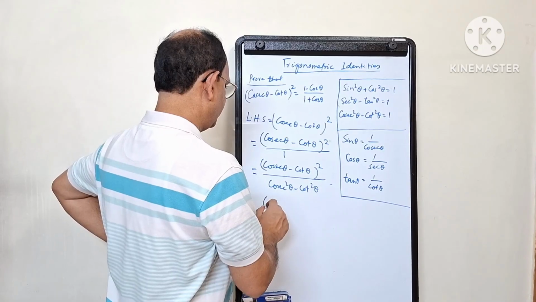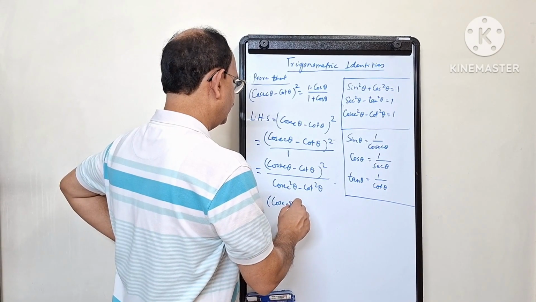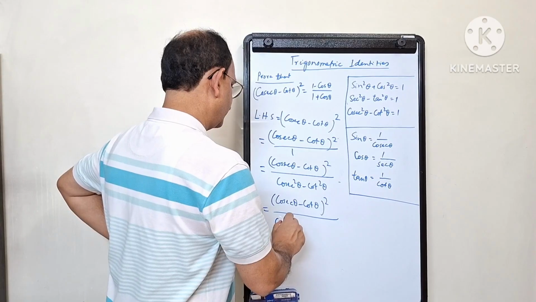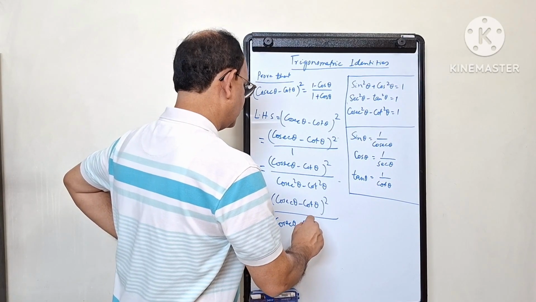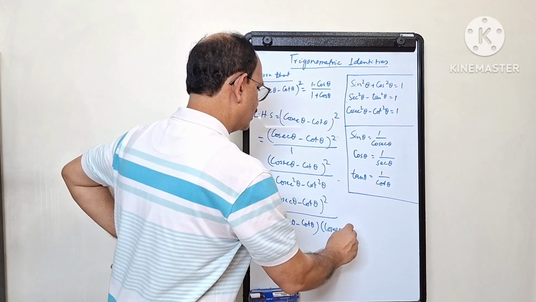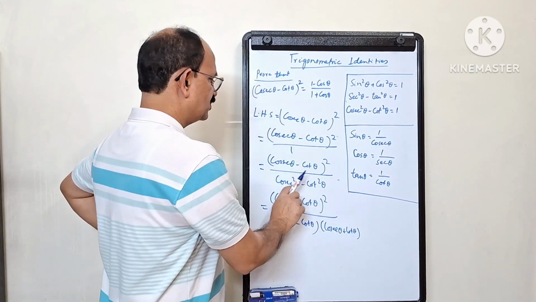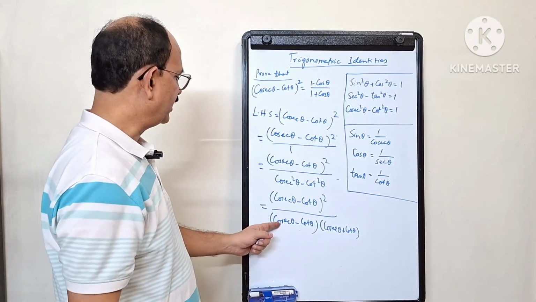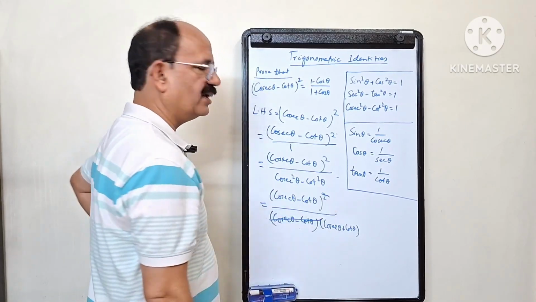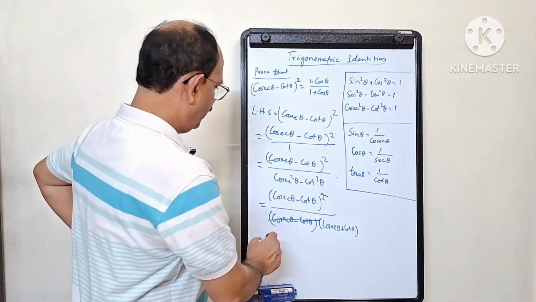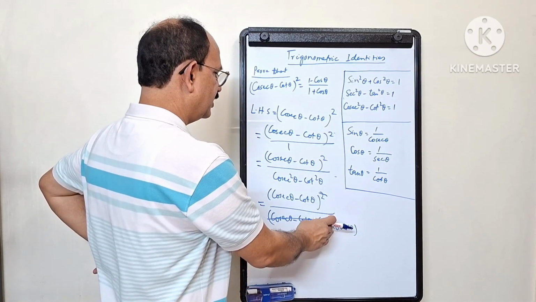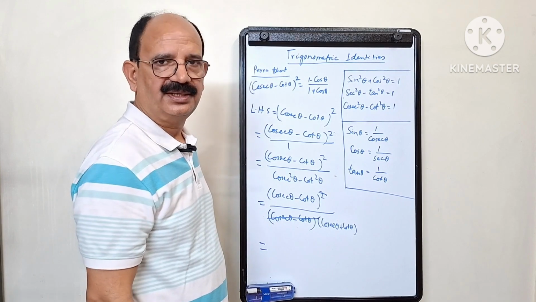So I can write cosec theta minus cot theta the whole square divided by cosec theta minus cot theta and cosec theta plus cot theta. Because this one is in a square minus b square form, I can write a minus b into a plus b, which helps me get rid of this square. Now I get a relationship where it is cosec theta minus cot theta divided by cosec theta plus cot theta.